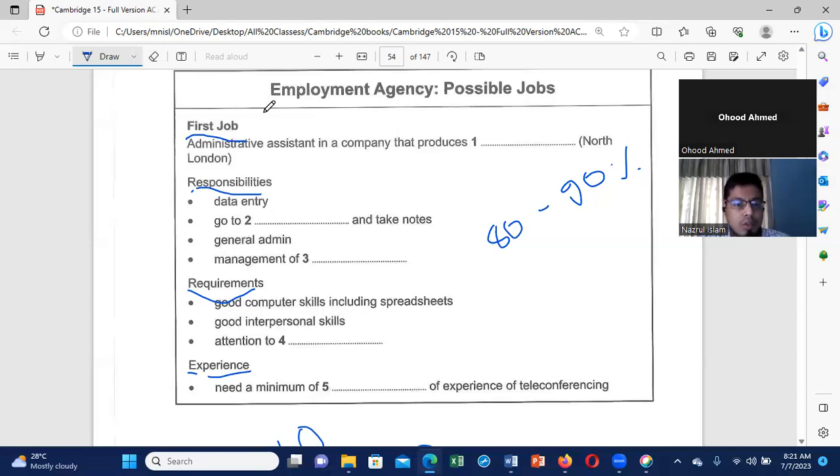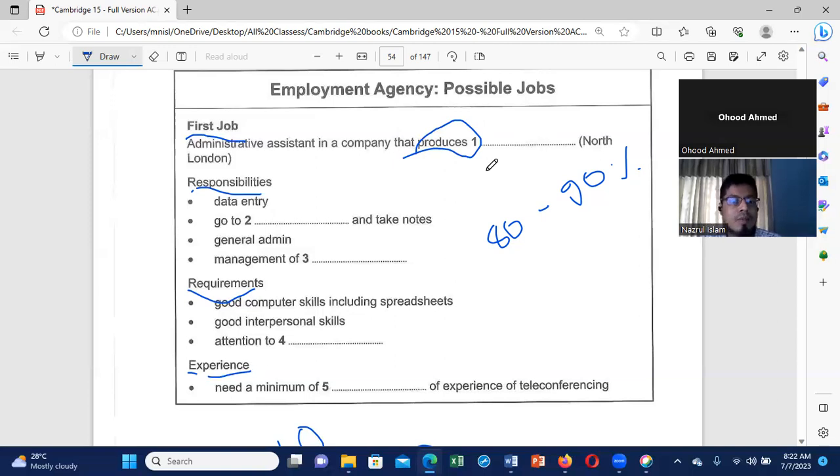Just give a look. Administrative assistant in a company that produces. Just see, a company that produces. Actually, they're talking about goods. Maybe they produce clothes, plastics, grocery items. It is about that produces something. So you can say the answer is now. Have you got the first one? Yes.